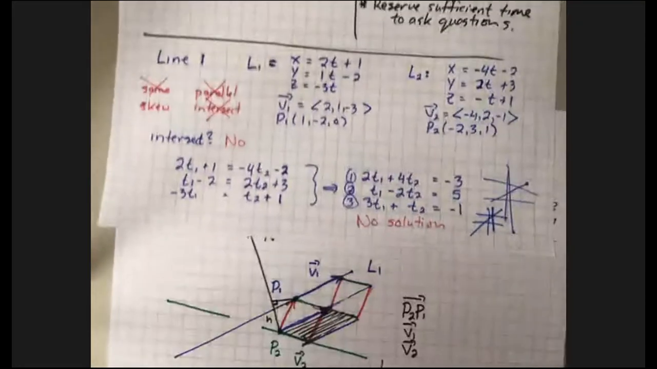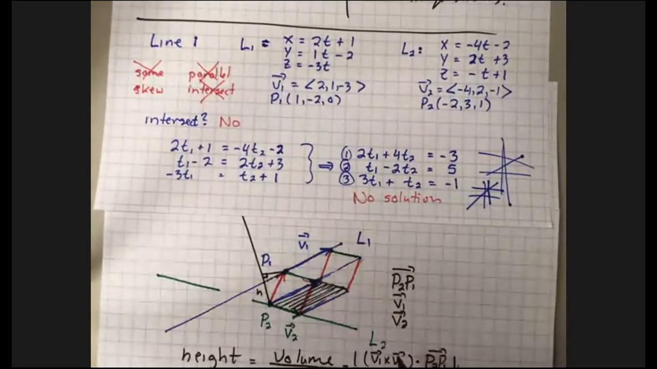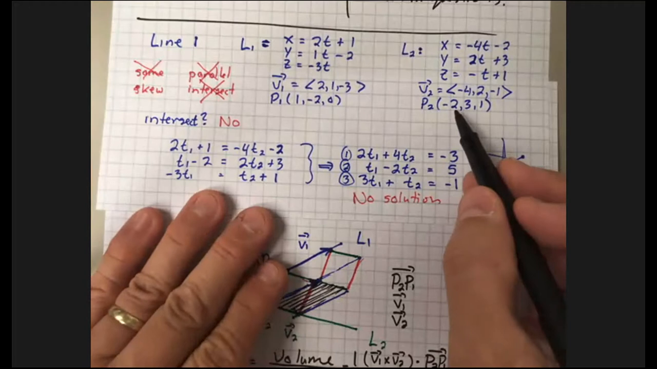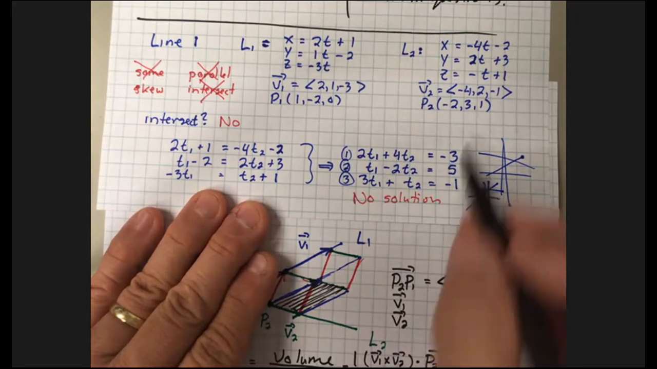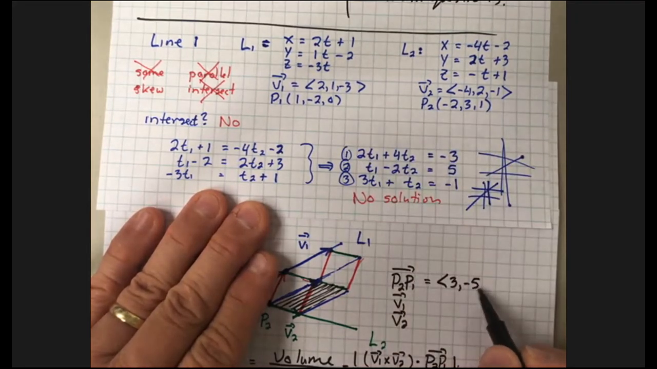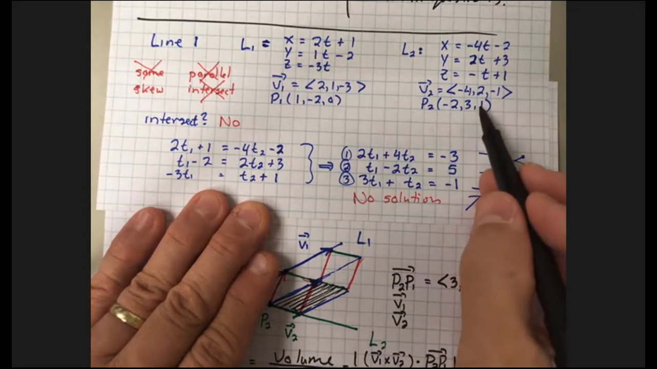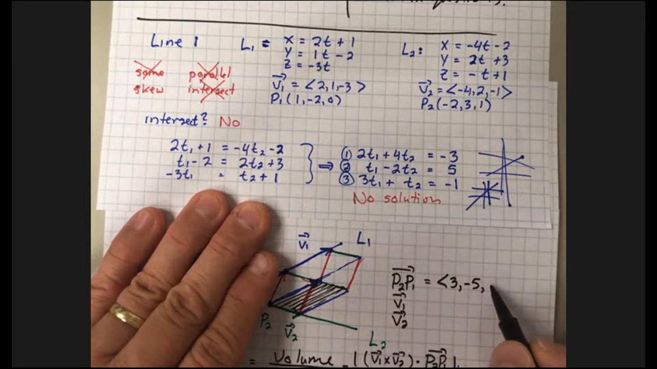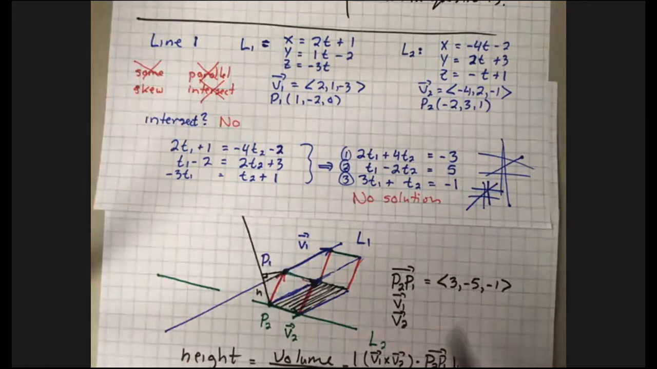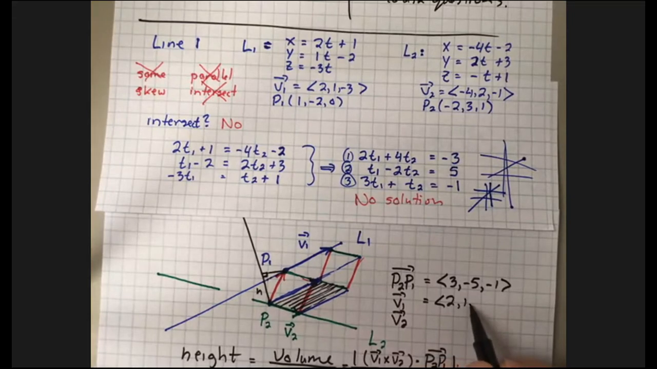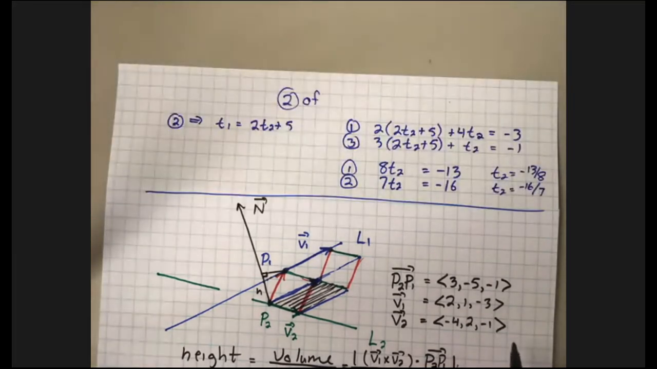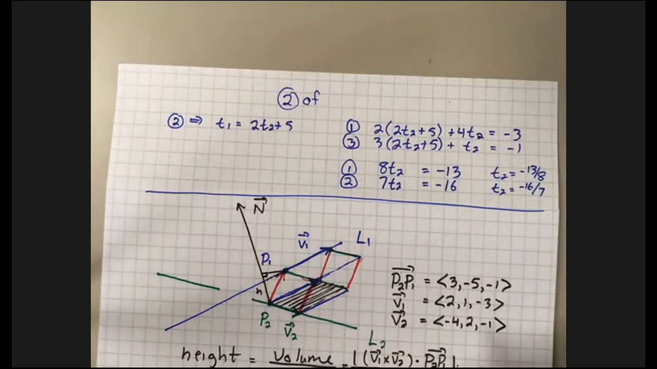So let's do P2 to P1. Let's construct that vector going from P2 to P1. From -2 to 1, that is taking 3 steps forward in the X direction. From 3 to -2, that is taking 5 steps backwards in the Y direction. And from 1 to 0, that is taking 1 step backward in the Z direction. Good. We already noted V1 and V2, which were 2, 1, -3 and -4, 2, -1. And now we're ready to do the box product.